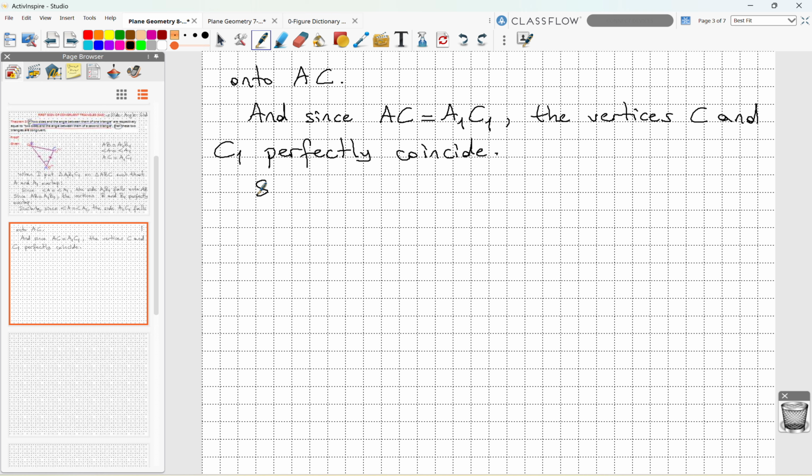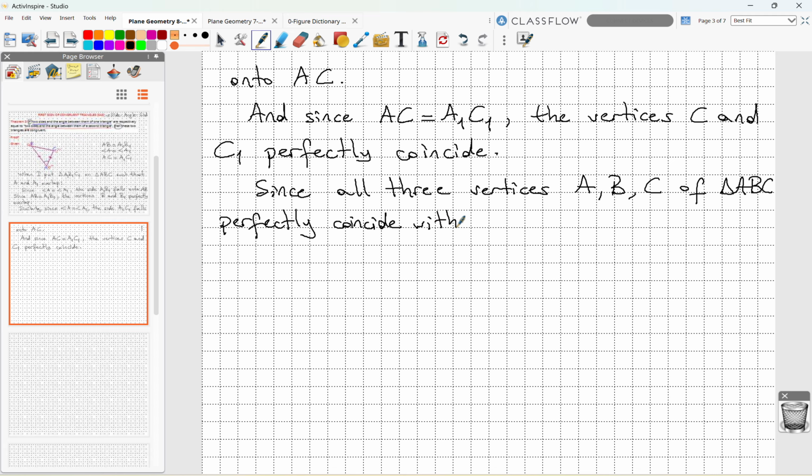So this means, let me write it this way, since all three vertices A, B, and C of triangle ABC perfectly coincide with all three vertices of the second triangle, all three vertices A1, B1, and C1 of the second triangle A1B1C1.